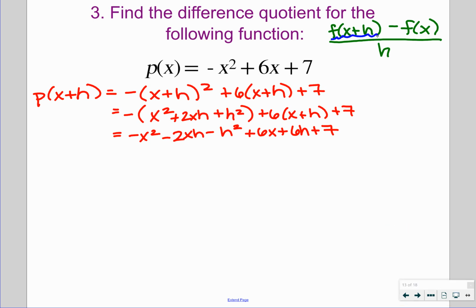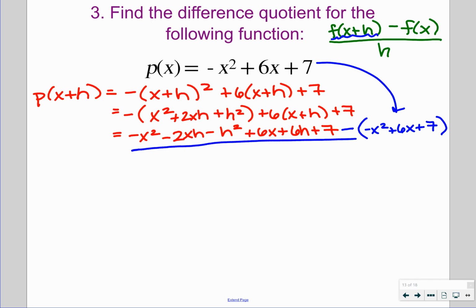We already did that f of x plus h. The next part of the instruction says subtract f of x, which just means subtract the original function. So I'm going to put minus. I'm going to put a parentheses, that's important, and I'm just going to put the whole original function in that parentheses. Negative x squared plus 6x plus 7. And then the last piece is to divide the whole thing by h. So what you see on that third line there, that's really the whole formula used now. I've got my f of x plus h minus f of x, all divided by h. We just have some simplifying to do.